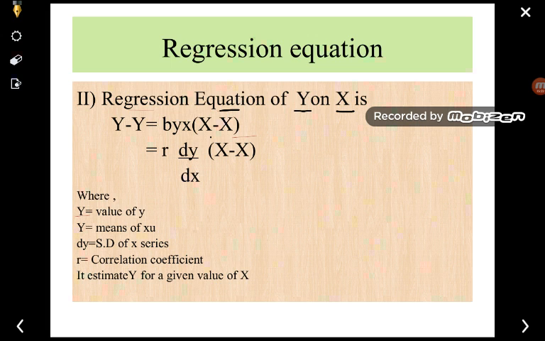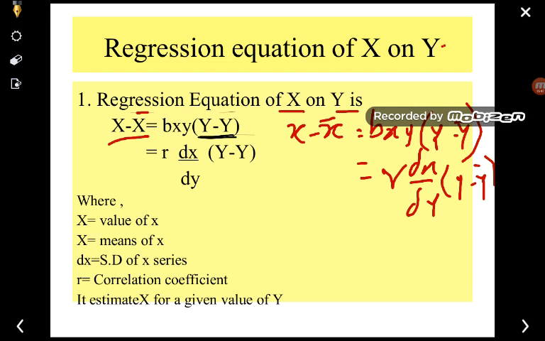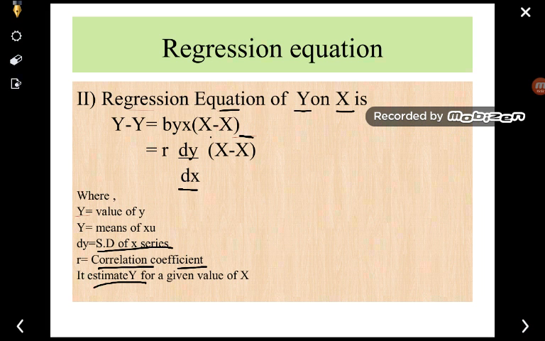R is nothing but the correlation coefficient. dy is the standard deviation of y series, and dx is the standard deviation of the x series. And x minus x bar, you know that x bar is nothing but an average. So this equation estimates y. The earlier equation estimates the x, but this equation estimates the y for a given value of x.